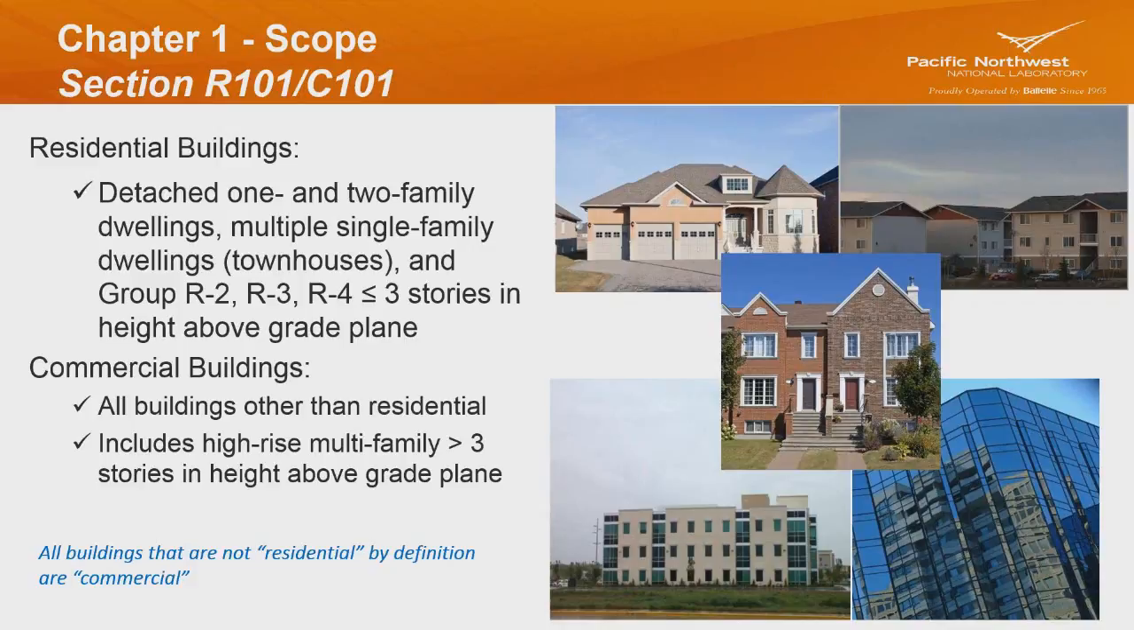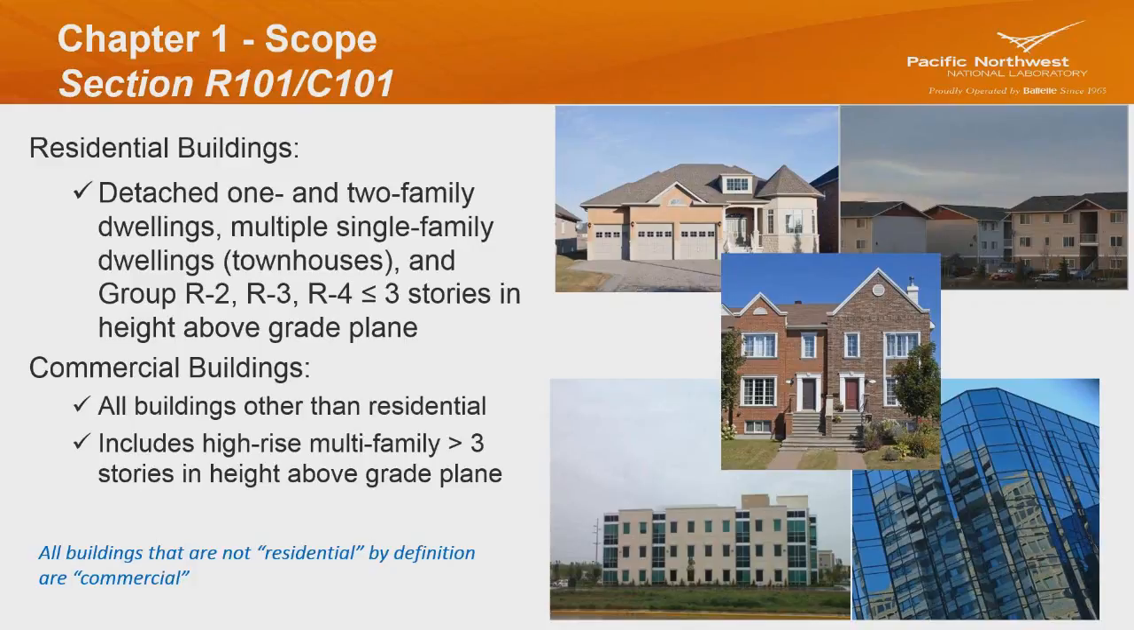And with that said, these are kind of common in the scope. So what is a residential building? That is a detached 1 and 2 family dwelling. It can be a multiple single family dwelling. It could be a townhouse, and showing you pictures off to the right hand side here. This is group R2, R3, R4 buildings that are 3 stories or less in height above grade plane. That's residential, and all those groups.